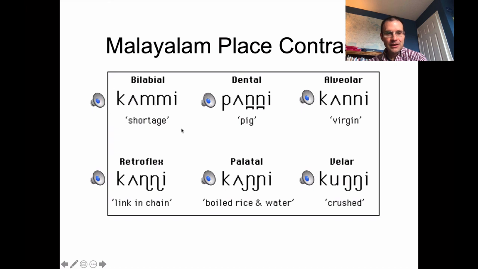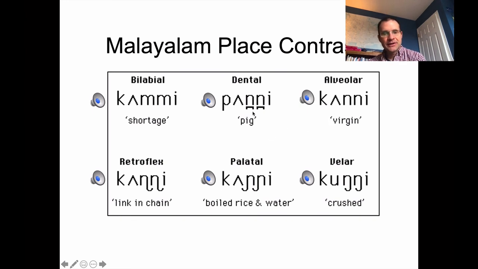Kammi. Panni. Kanni. By the way, we'll go through the other three as well, and we'll do the whole thing again too. These segments are supposed to be longer. They're like geminate segments, so the length has a meaningful distinction in the language. So you're supposed to kind of hold these nasals for a fair amount of time. Kammi. Panni. Kanni. Kungi.